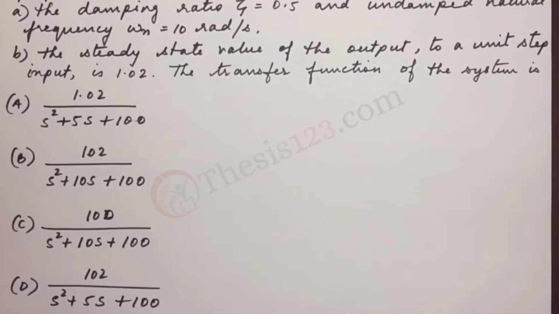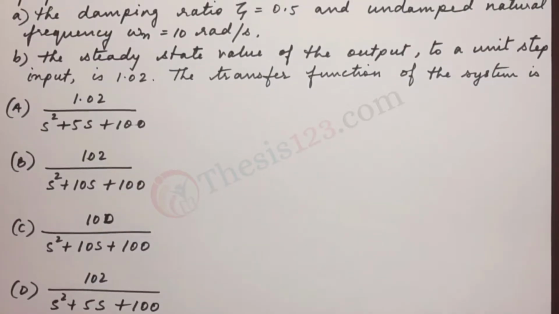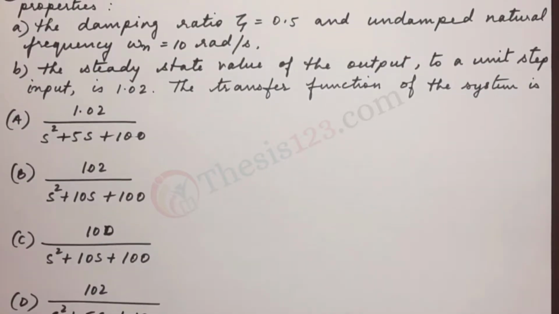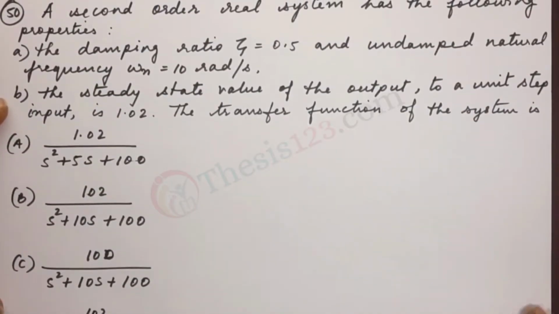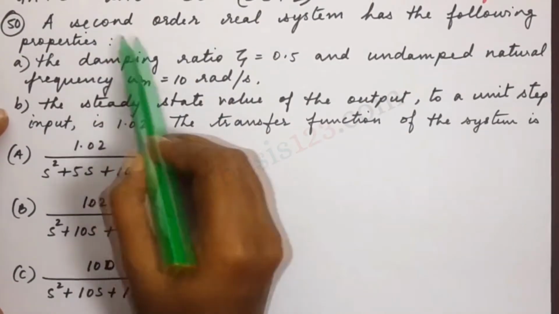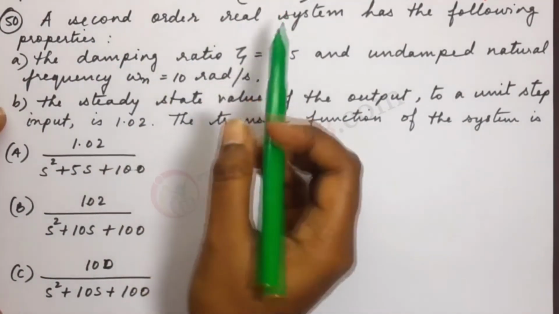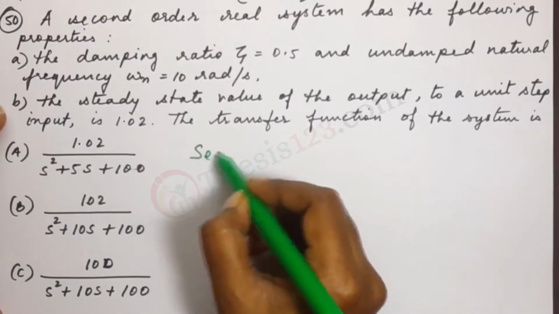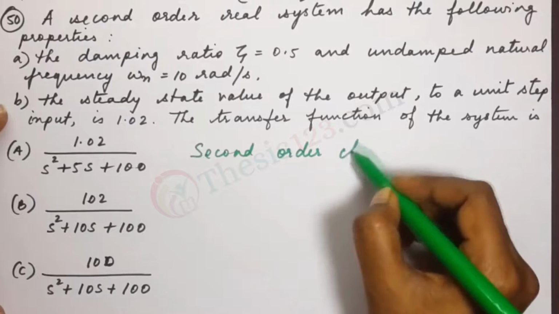So we have our four options, A, B, C, D, and we're supposed to find out the right transfer function for the characteristics given in the question. So we start by writing down the second order system characteristic equation.